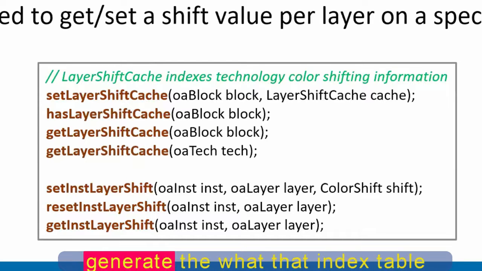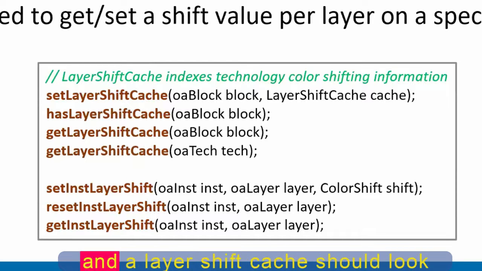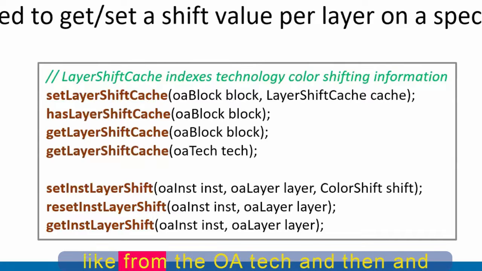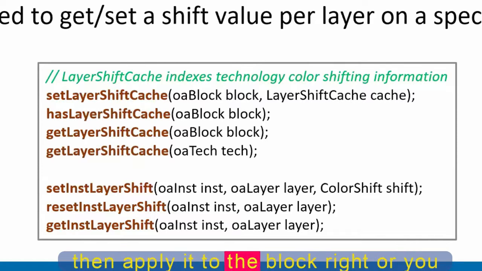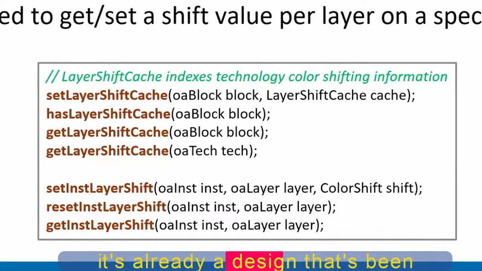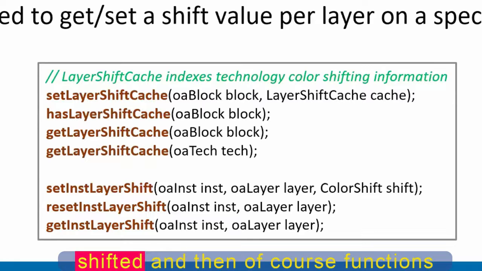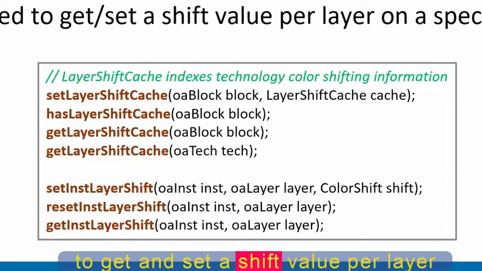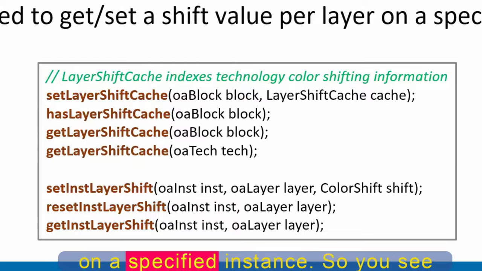So you can generate what that index table, that layer shift cache, should look like from the OA tech, and then apply it to the block, right? Or you can read it directly from the block if it's already a design that's been shifted. And then, of course, functions to get and set a shift value per layer on a specified instance.